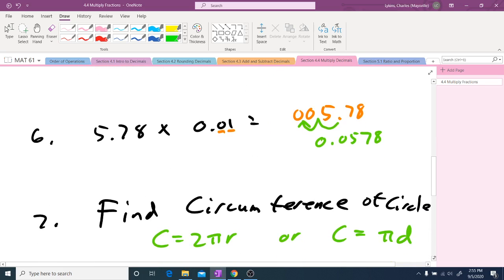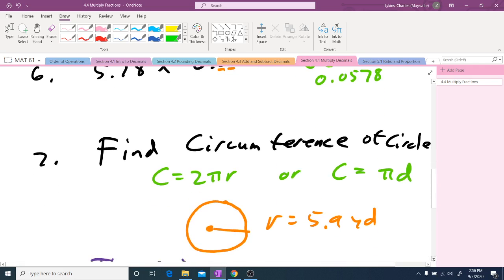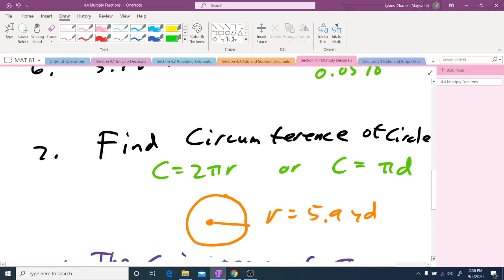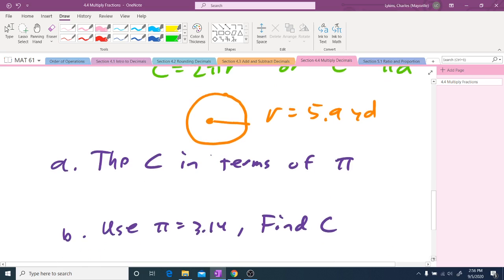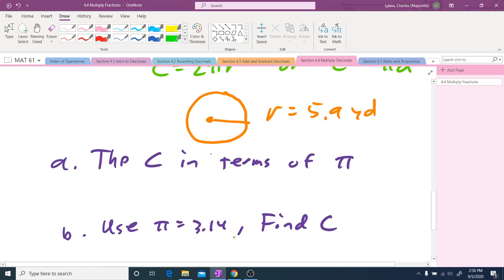It's going to also ask you about circumference. Well, one thing about circumference is it's basically the perimeter of the circle. So you've got 2 formulas. Circumference is 2 pi r, or circumference is pi d, depending on whether you're given the radius or diameter. So I'm going to give you a circle that's got a radius of 5.9 yards, and I want to ask you, find C, or the circumference, in terms of pi. And in part B, look at this. Use pi, which is 3.14, to find C.